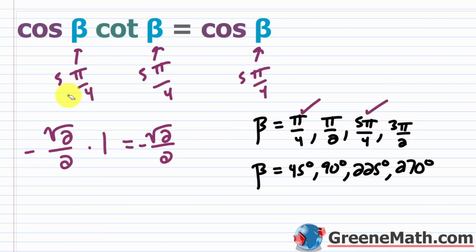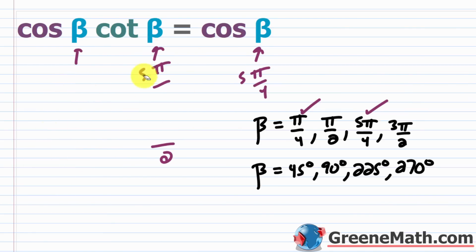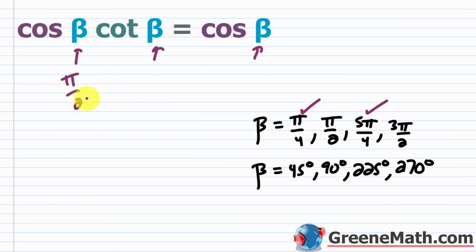Now, the other ones are going to make the cosine of beta equal to 0. So whether you did pi over 2 or 3 pi over 2, when you plug that in, let me just do pi over 2, you're going to get 0 equals 0. So cosine of pi over 2 is 0. Cotangent of pi over 2 is actually also 0. So you would get 0 is equal to, over here, cosine of pi over 2 is 0. So this one would work, and so would this one.